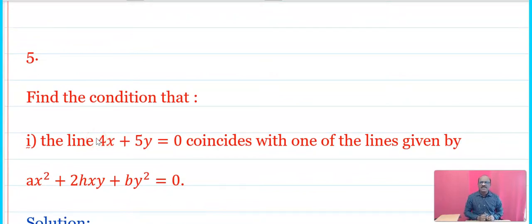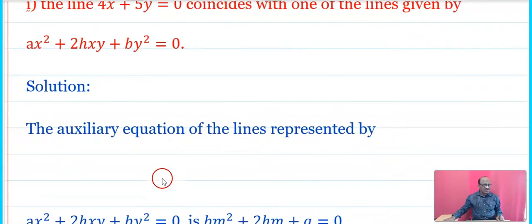Next question. Find the condition that the line 4x plus 5y is equal to 0 coincides with one of the lines given by ax square plus 2hxy plus by square is equal to 0. This is the joint equation of two lines, and one of the lines coincides with this line, meaning the slopes of both lines are the same. To solve this problem, we first find the slope of the line, convert the equation into the auxiliary equation, substitute the value of m, and then we will get the required condition.